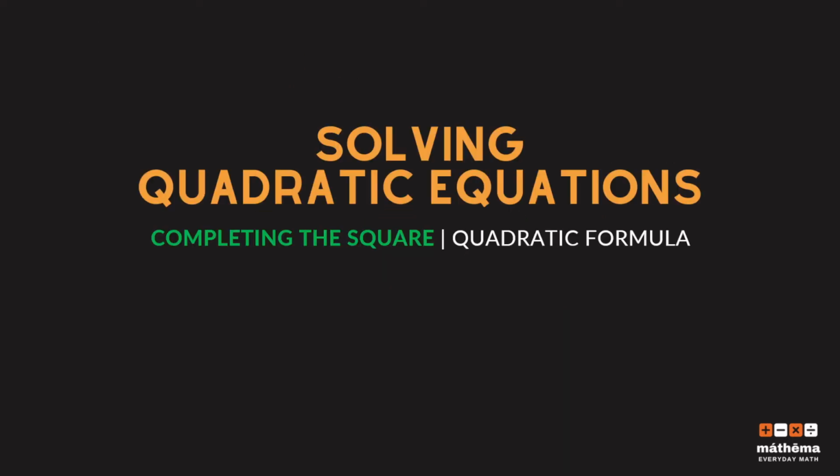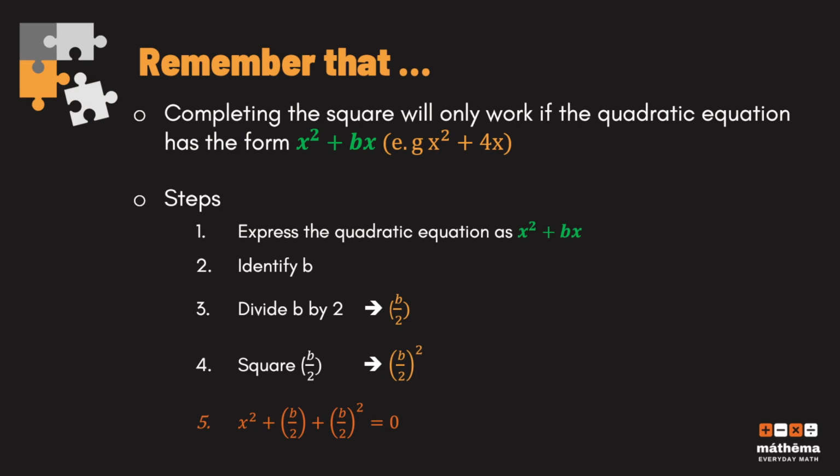So when we are using completing the square to solve for quadratic equations, there are things that we must consider. Number one, completing the square will only work if the quadratic equation is in the form x squared plus bx. Example given, we have x squared plus 4x. And to use completing the square, we need to identify our b, divide by 2, and square the result. So you will understand these concepts as we delve into examples.